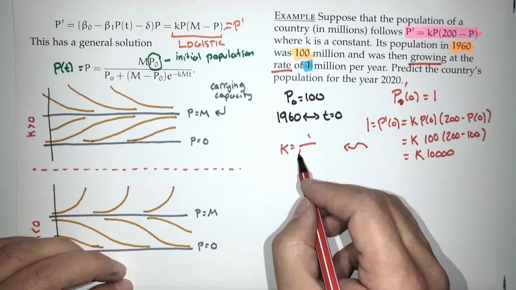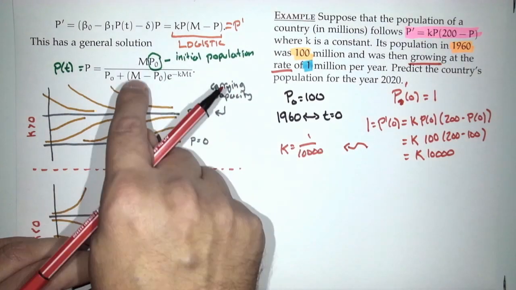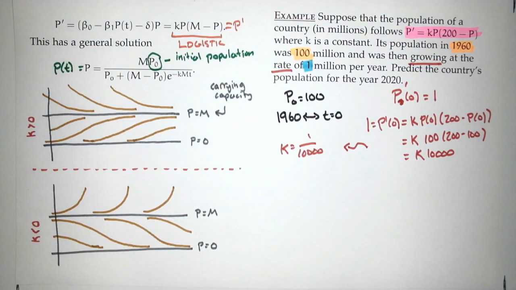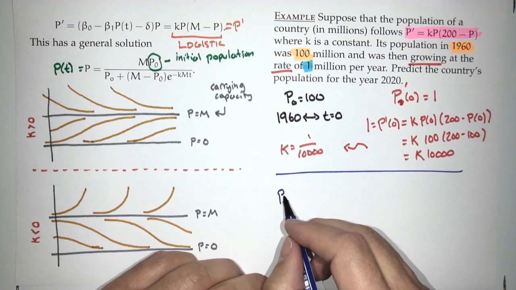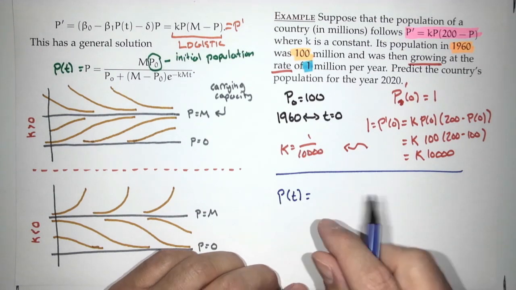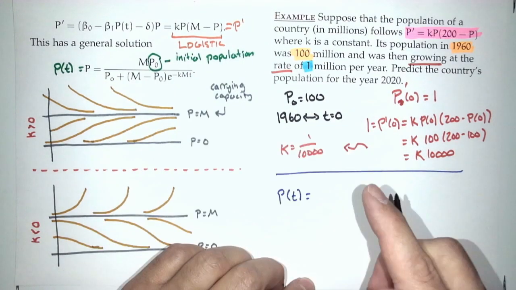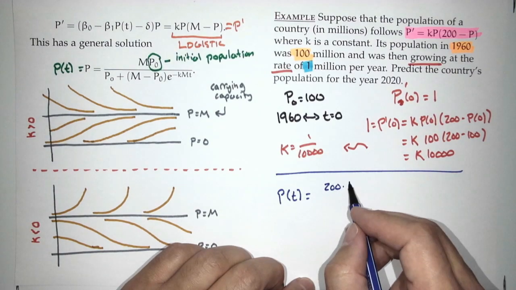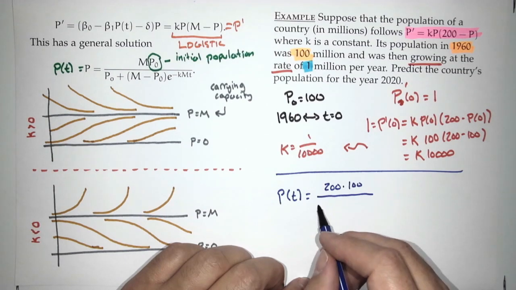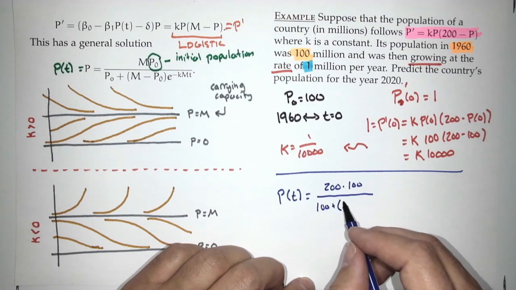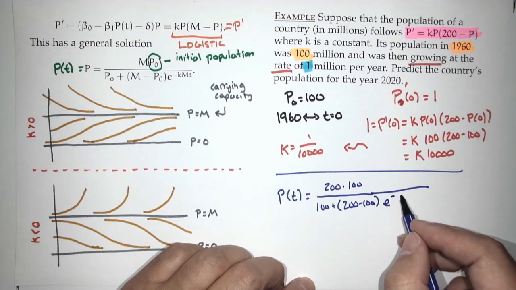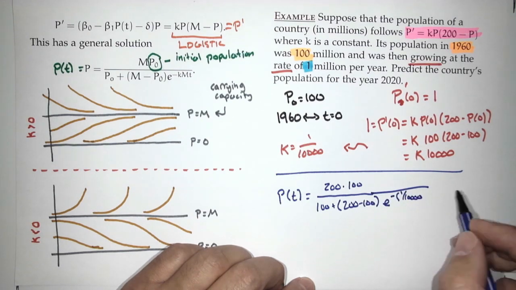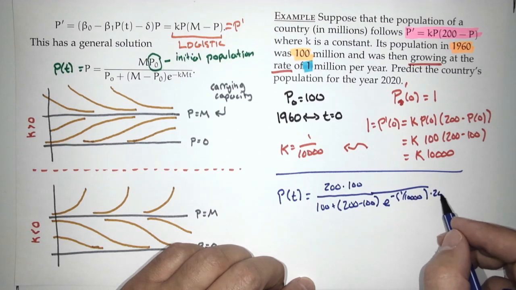All right, so now we're actually in great shape, because if you look, we have all the pieces that we need. We've got our M, we have our P0, we have our K. So we're ready to write down our equation. We know what our population is at any given time. So our population at time T is going to be M times P0, so M is 200, P0 is 100, divided by P0, 100, plus M minus P0, 200 minus 100, and then it's going to be E to the minus K, that's 1 over 10,000, times M, which is 200, times T.